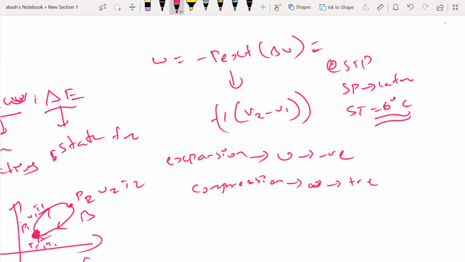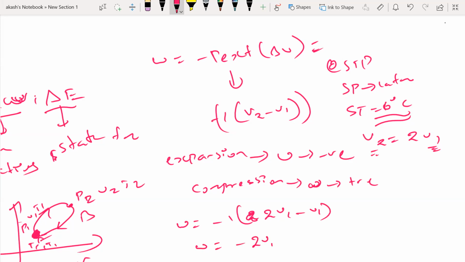So we have minus 1 into V2 minus V1, and we understand that V2 is twice the volume of V1. Initial whatever was the volume, the final volume is double the initial volume. So W is equal to minus 1 into V2 minus V1, that is 2V1 minus V1. So W is equal to minus of 1 into V1. We don't know what the initial volume is, people. We really don't know.